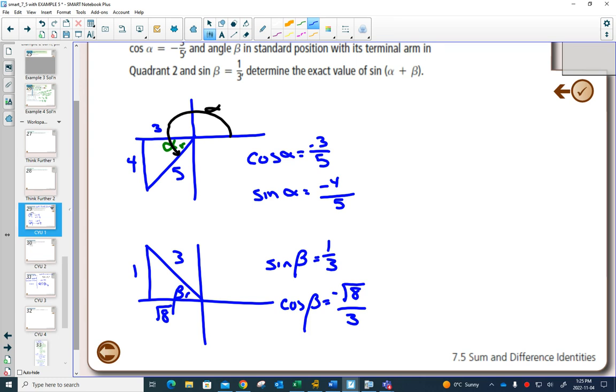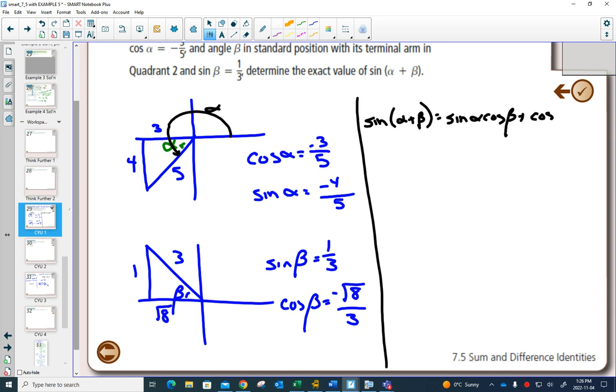And the reason we draw these triangles is because if we want to find, I'm going to draw a line here, if we want to find sine of alpha plus beta, we know from our formula sheet that it's equal to sine alpha cos beta plus cos alpha sine beta. And our triangles give us those values.